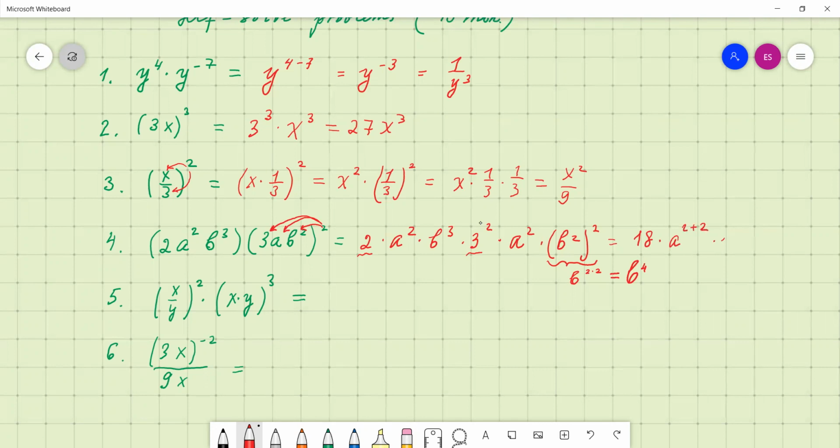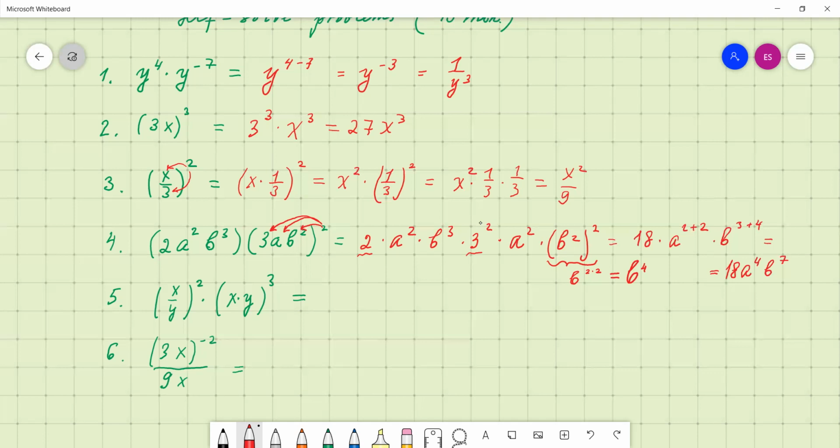What I have with b's? Well, that's a cube, right? And this one is b to the power of 4 because we had that 2 to the power of 2. So what is going to be my final answer? I'm sorry, I'm going to place my final answer here. It's 18, a to the power of 4, right? 2 plus 2 is 4, and b to the power of 7. Okay, very good. Now let's move to our fraction.